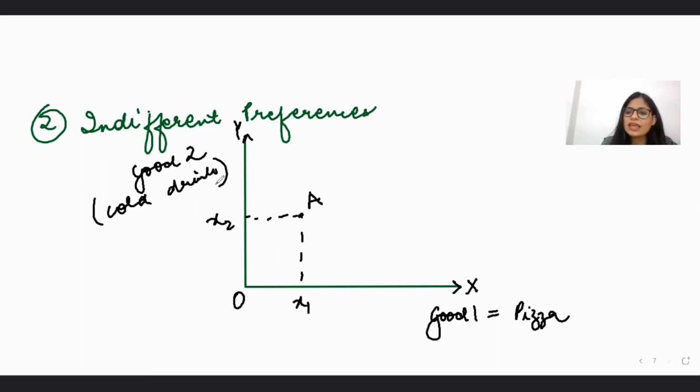Now, supposedly, I give you two bundles. In the first bundle, I tell you that I'm going to give you 3 pizzas, but I will just give you 2 cold drinks with them. And I give you another bundle, I'm going to tell you I give you 1 pizza, but I'm going to give you 5 cold drinks with them. And I ask you, which one would you prefer?